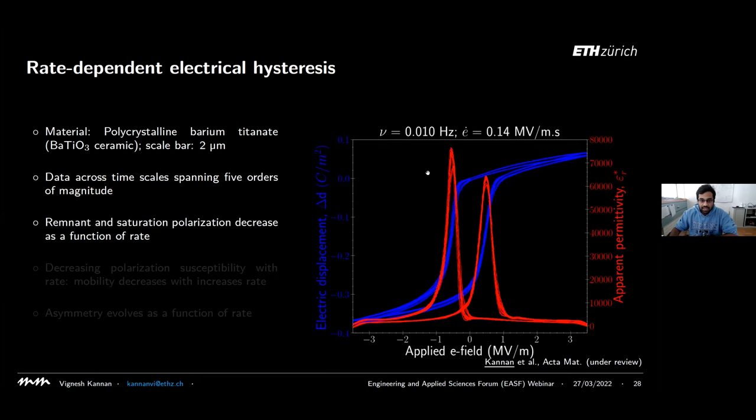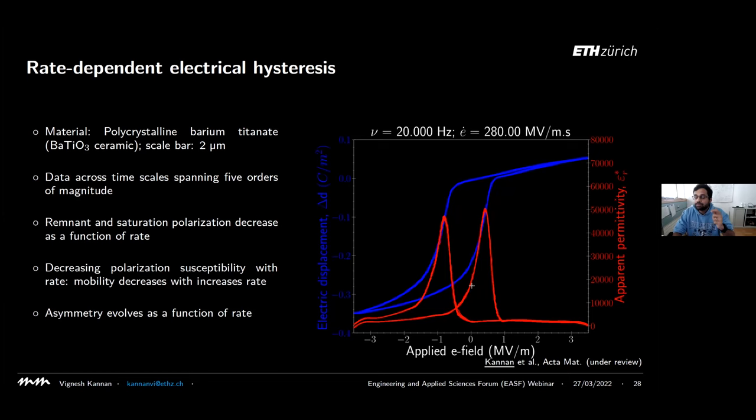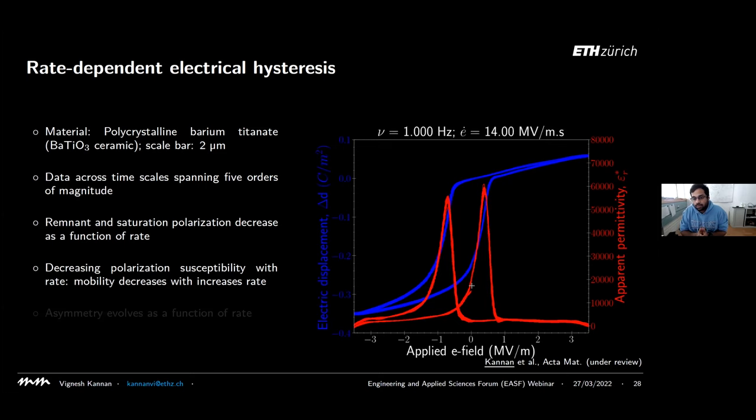is first that the remnant polarization, which is essentially the difference in the polarization or the electrical displacement at zero electric field, goes down, right? Secondly, what you're going to see is that the asymmetry of this hysteresis loop is changing. So I won't be discussing in much detail the mechanisms of why the asymmetry is changing, simply because that's going to take a while.